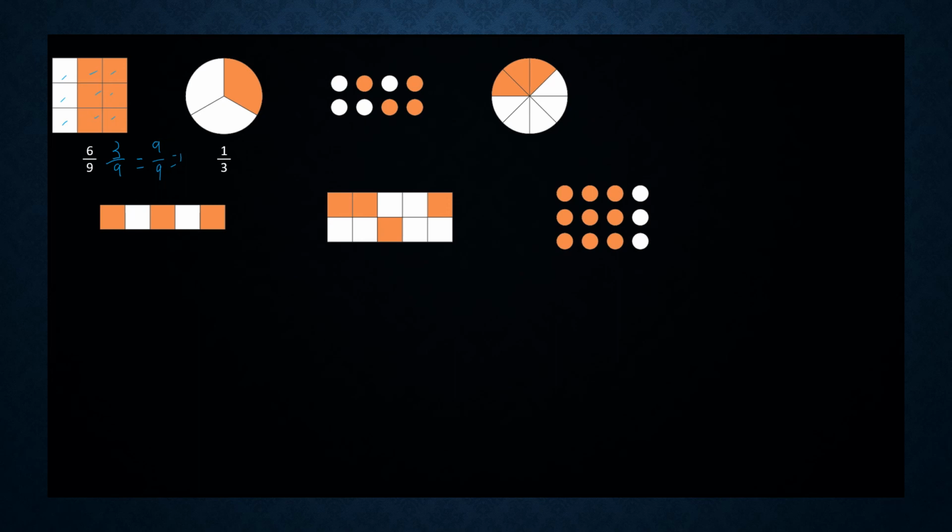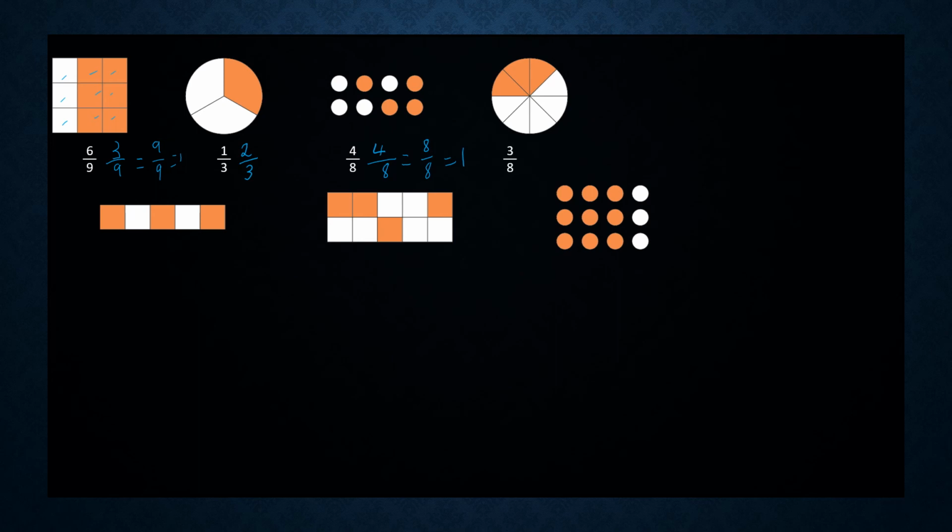On our next picture, we've got 1 shaded out of 3, and 2 out of 3 that are white. On our next picture, we've got 4 that are shaded, 4 that are not shaded, and again, if we add those together, it will give us a whole. So a fraction is just part of a whole.